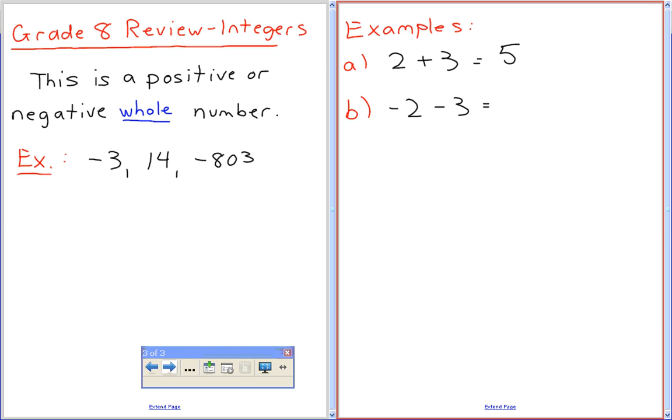Somebody else. Trinity, go ahead. 1. That is not 1. Negative. It's okay. Negative 2 minus 3. John? Negative 5. Why is this negative 5? Why is that going to be negative 5?